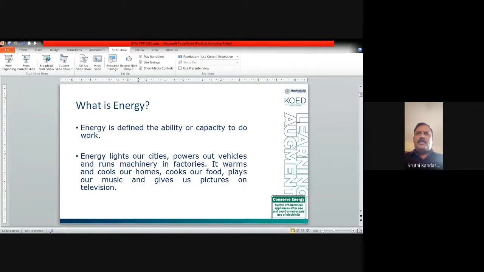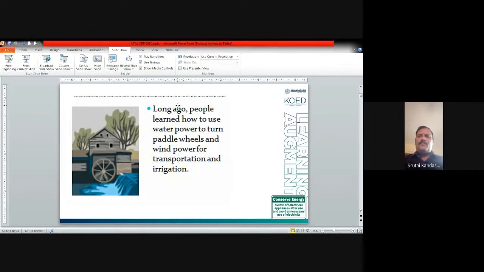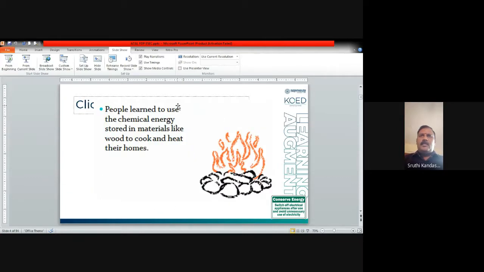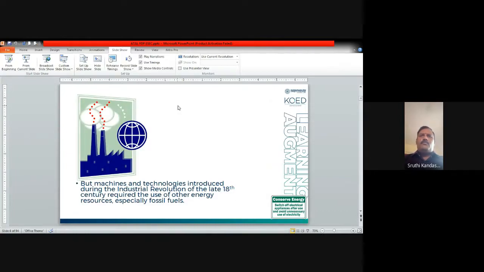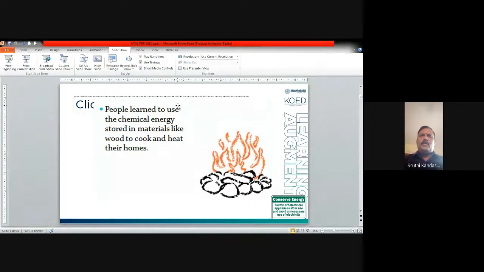Next slide. People also learned to use the chemical energy stored in materials, like wood, to cook and heat their homes. Next slide.